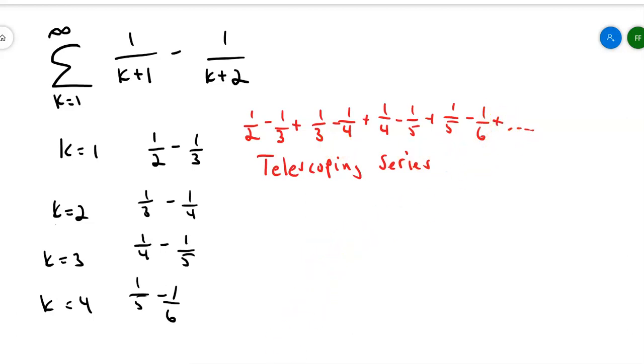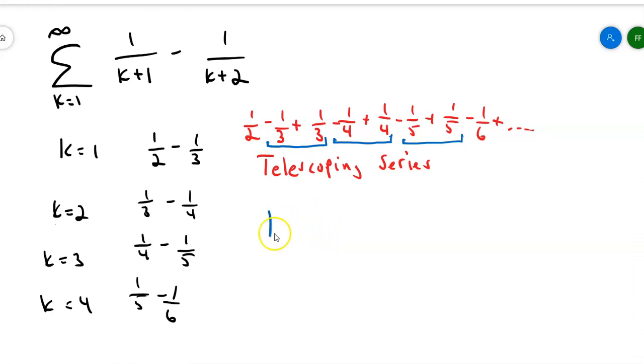Now, a funny thing happens. If you take a look at the series here, these two terms zero out. These two terms zero out. These two terms zero out. So what is my series adding up to? It turns out my series only depends on the first term and the very last term.